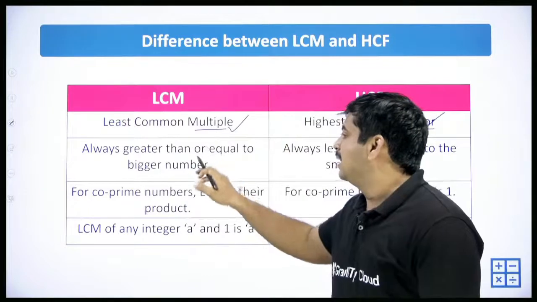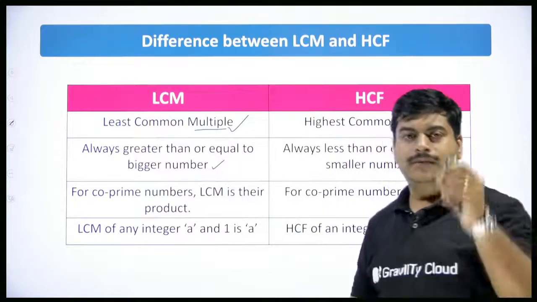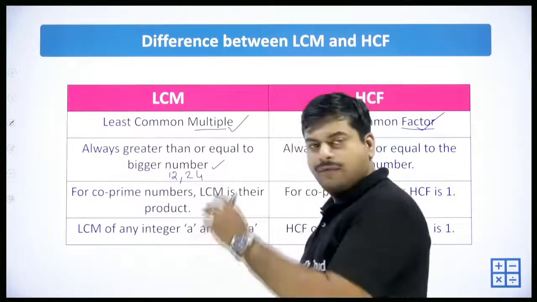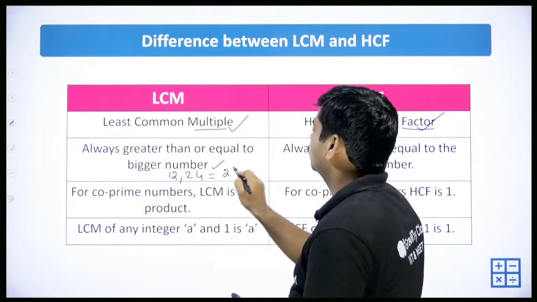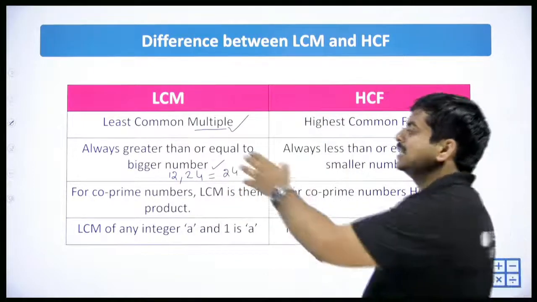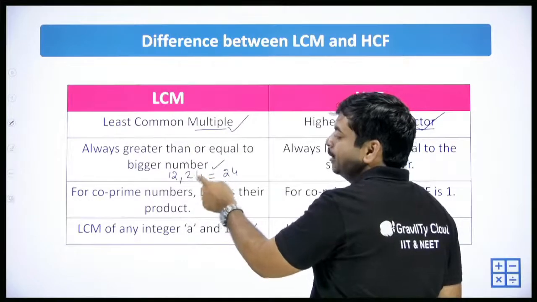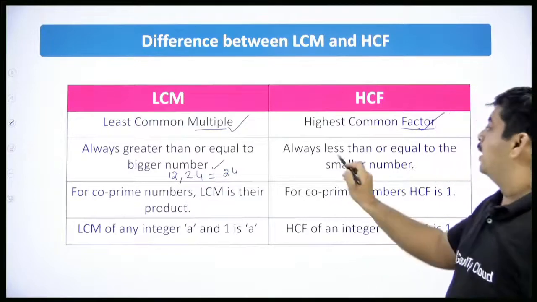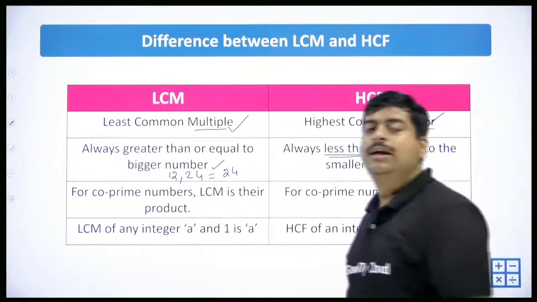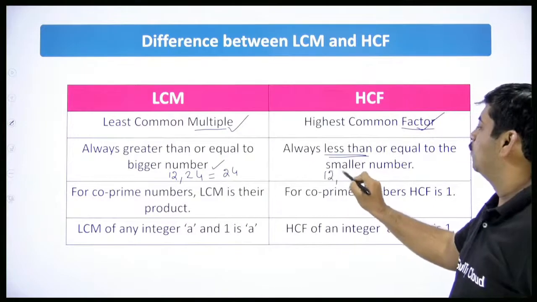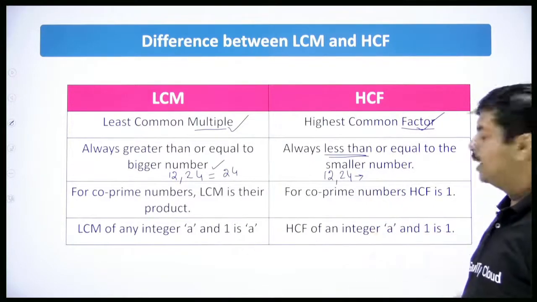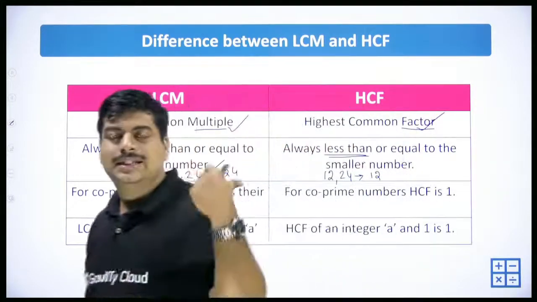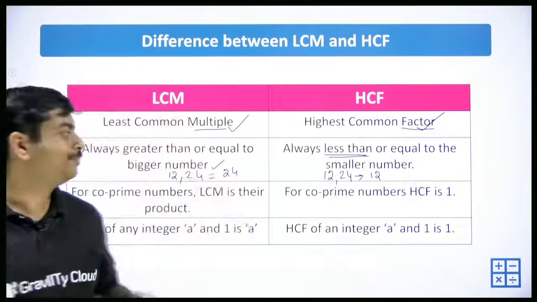LCM is always greater than or equal to the bigger number. If we have two numbers, let's say 12 and 24, you try to find the LCM, you will get the answer as 24. It is always greater or equal to the bigger number. Here the bigger number is 24. HCF is always less than or equal to the smaller number. The same thing, 12 and 24, if you find highest common factor, you will get it as 12. Here it is equal. In all the other cases, it is less.